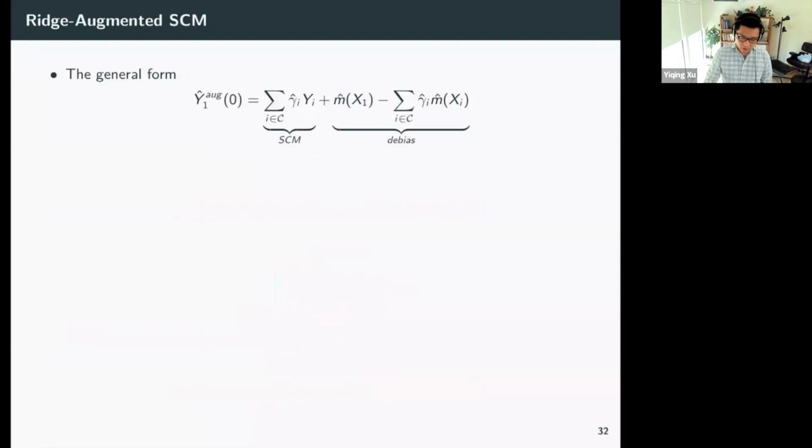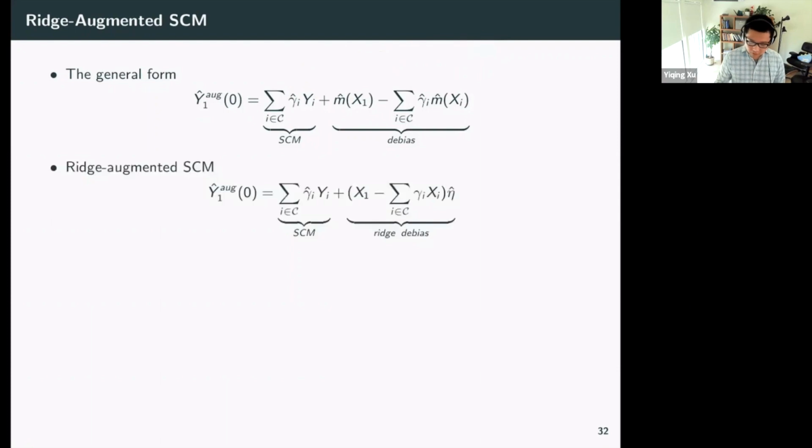Okay, so what is the ridge augmented synthetic control method? This is the primary example used in the paper. The outcome model is a ridge model, an L2 regularized regression method. The general form is that the first part is the SCM. But note that this gamma hat is from balancing on the residuals, not on the original Y. And then you have a second term to debias, taking care of the remaining imbalances from the ridge regression.